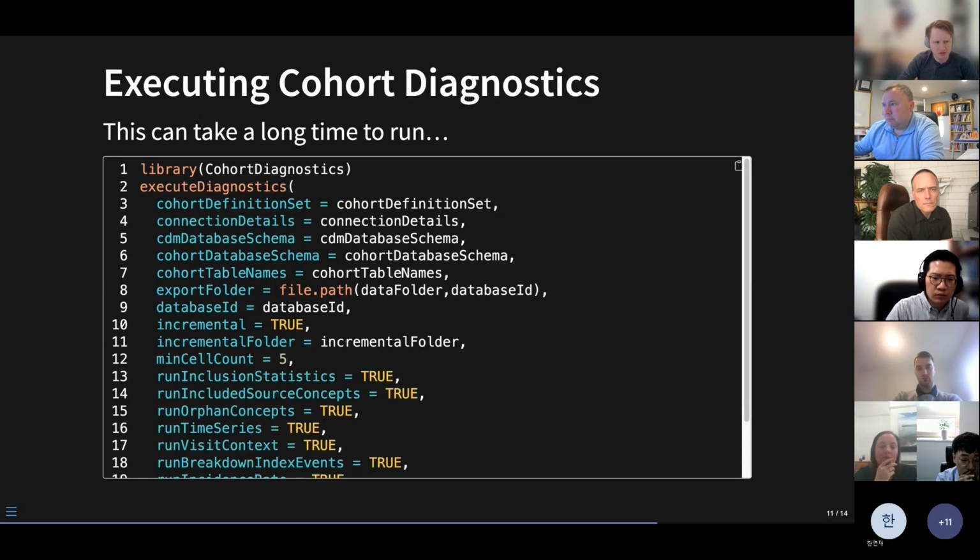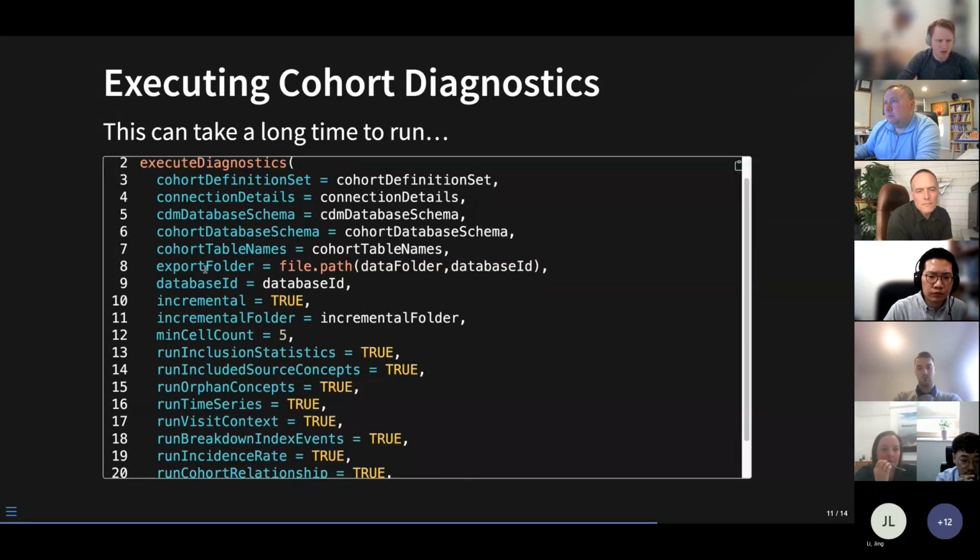Following cohort generation, you'll want to call cohort diagnostics to actually generate your analytics step. And this is relatively straightforward if you've got the previous steps set up. You just need to pass in the parameters that we set before in terms of your cohort definition set, your connection details, your database schemas, the cohort tables that you use, the data folder that you actually want to export to.